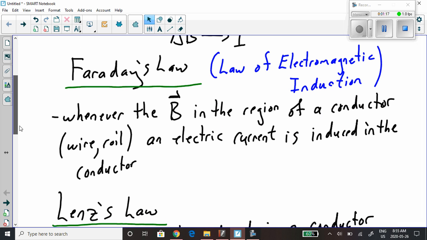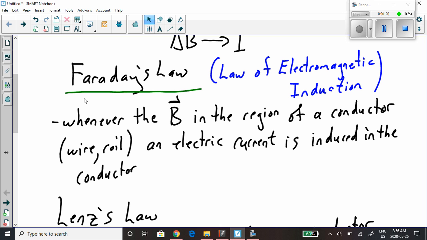Now, one of the most brilliant experimental physicists of all time, Michael Faraday, was the first one who saw this. This is Faraday's law, or the law of electromagnetic induction. So I'm just rewording what I said. Whenever the magnetic field in the region of a conductor, wire, or coil changes, I should reword that. Whenever the magnetic field in the region of a conductor, wire, or coil changes, you notice that I missed a word. Whenever it changes, an electric current is induced in the conductor, and we demonstrated this to you last year.